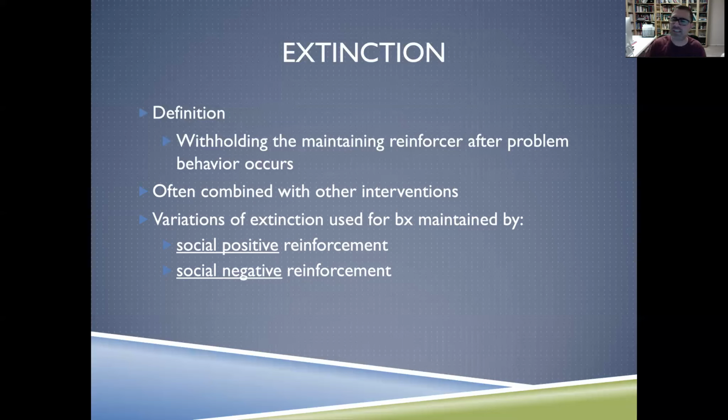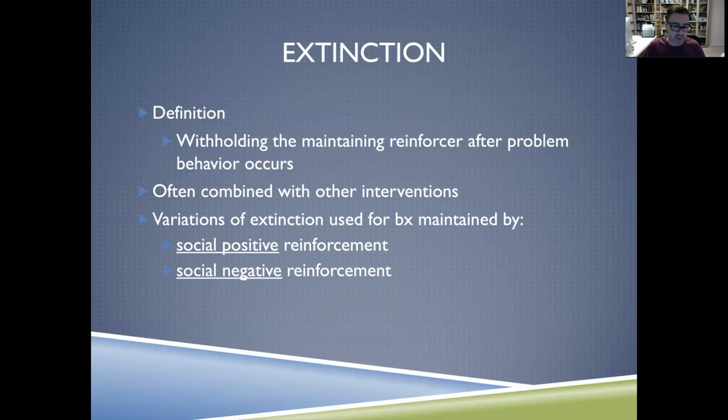With social negative, there's something aversive going on, problem behavior occurs, and that something aversive gets removed, right? So something is present, behavior occurs, something is removed, and behavior increases because whatever is removed makes life better, right? So something bad is happening and I engage in problem behavior, and that something bad goes away. Well, in this case, extinction would be that something doesn't go away. So the reinforcer is not being produced.